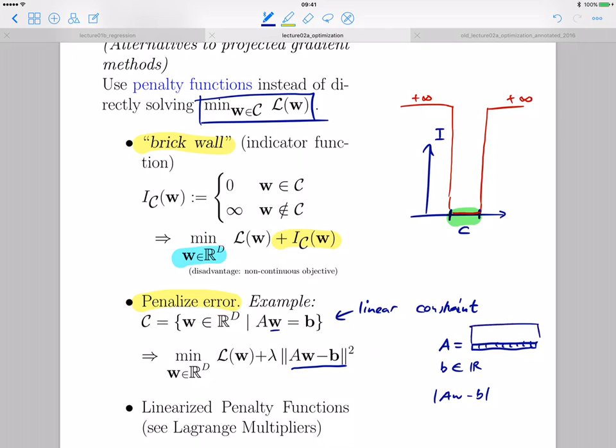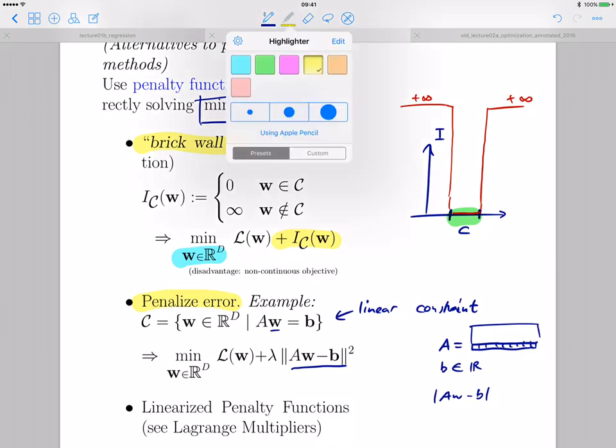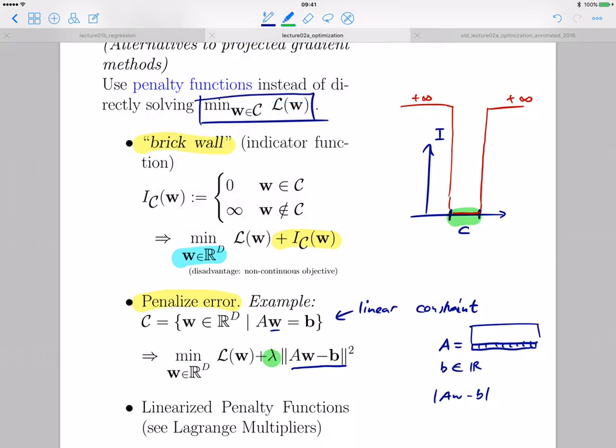Then you actually can still do this. Maybe I have 5 linear constraints. That means that there are 5 rows in my A matrix. And then the b also has 5 numbers. So each of these 5 constraints needs to be satisfied. And how much it's actually satisfied, that I'm measuring in this way.